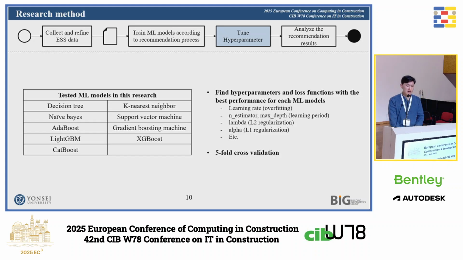In order to evaluate the two recommendation processes, we experimented with a range of machine learning algorithms, including decision trees, support vector machine, XGBoost and so on, and enhanced their performance through hyperparameter tuning, including evaluating the learning rate, the depth of trees, the number of estimators, and etc.